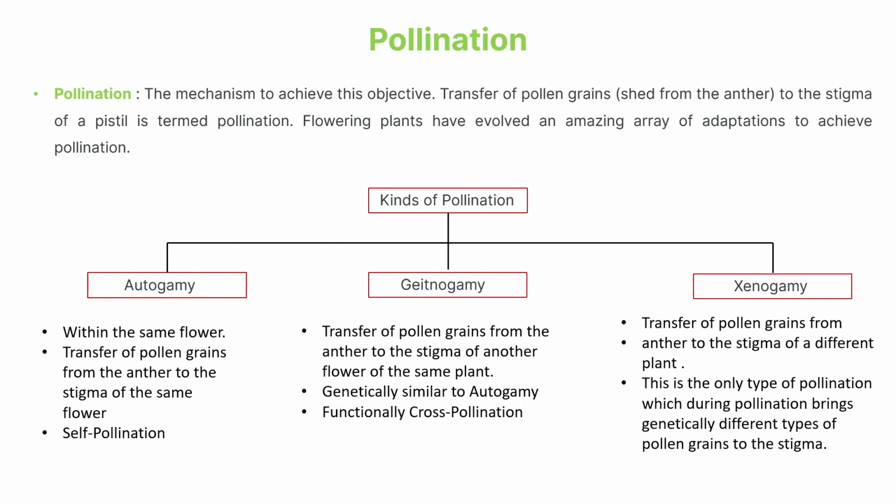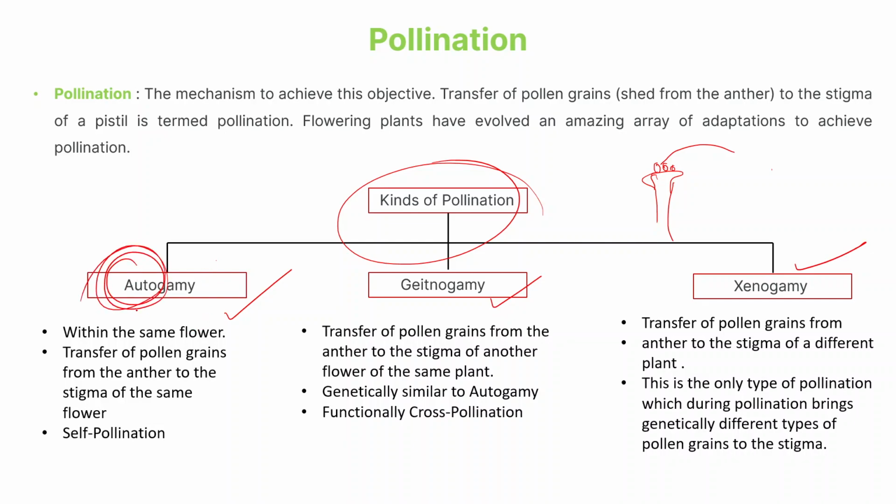Now, pollination. What is this pollination? Transfer of pollen grains. For example, this is my stigma. So the landing of the pollen grains on the stigma, right? So this is what pollination means. Transfer of pollen grains to the stigma of a pistil is termed pollination. Now, this kind of pollination is of three types. So first is autogamy, geitonogamy, and xenogamy.